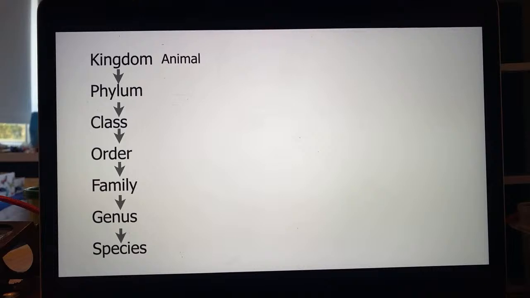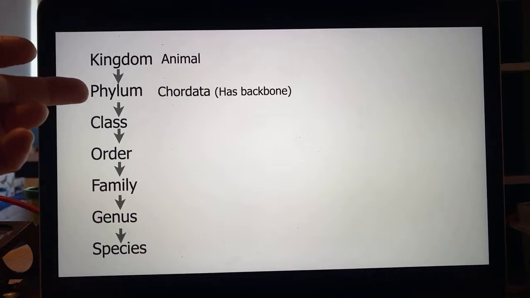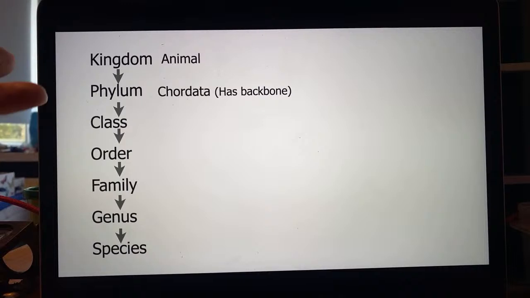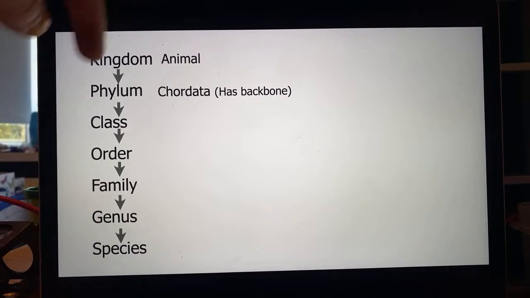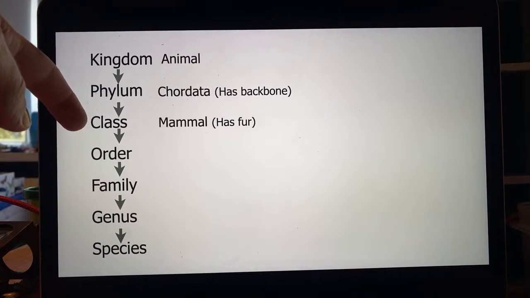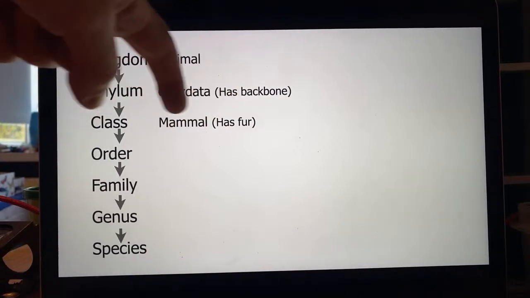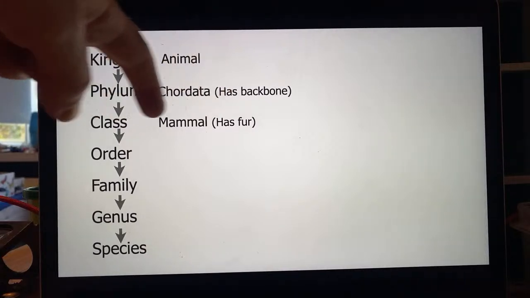So, you've got the animal kingdom. The animal kingdom is split up into phyla, or one phylum is the chordata phylum, which is generally speaking all animals that have a backbone, right? And then all the animals that have a backbone, you split those up into different classes. For example, the class mammals are all the animals with backbones that have also got fur, can give milk to their babies, that sort of thing.